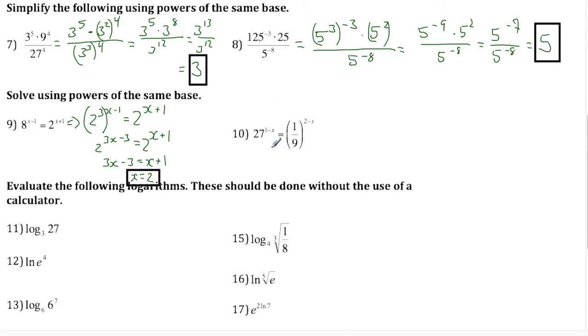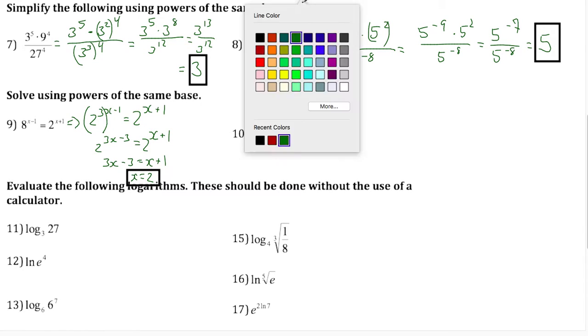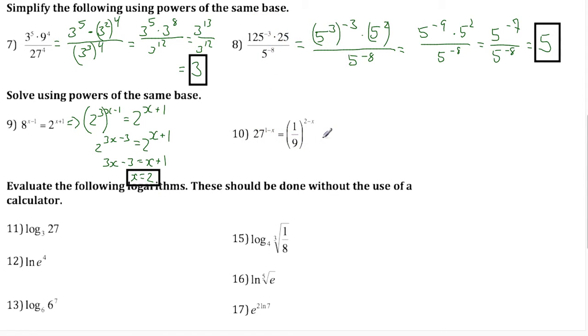And for the next one, same deal. So we want to rewrite these. Now I can't write 27 as a power of 9 directly. I mean, I could, but I'll have a fraction exponent, and I know some of you guys are not too comfortable with that, so I'll avoid it. But 27 and 9 are both powers of 3, so I'll rewrite them as powers of 3. So 27 is 3 to the 3rd, and I have 1 minus x as the exponent. 9 is 3 squared, so 1 over 9 is 3 to the negative 2nd power, to the 2 minus x.